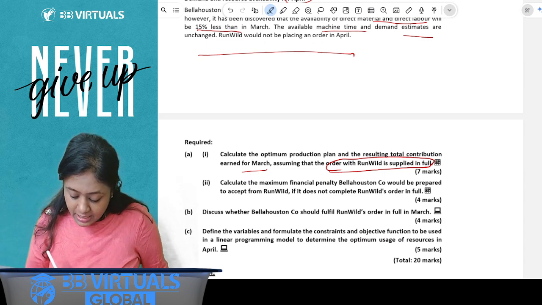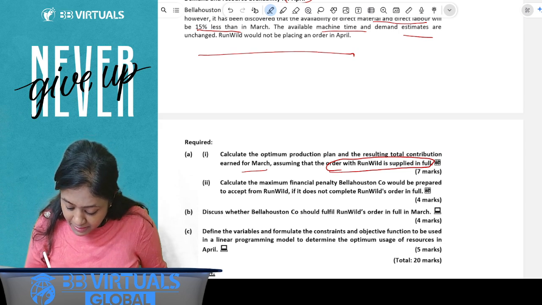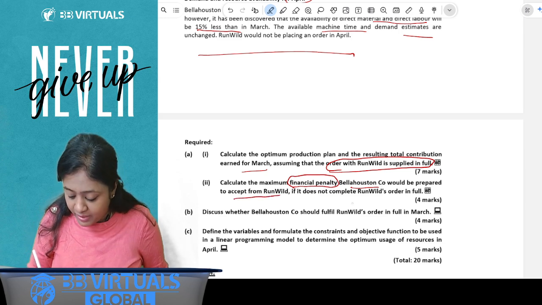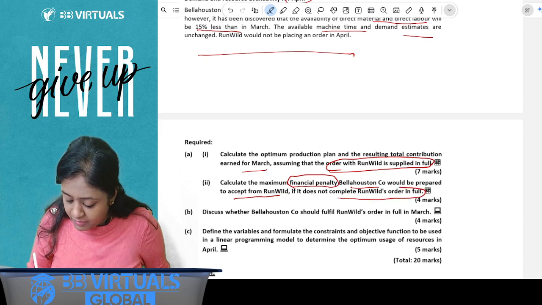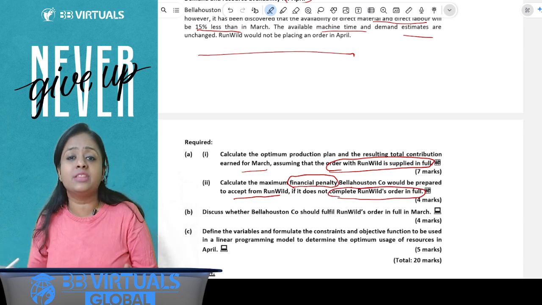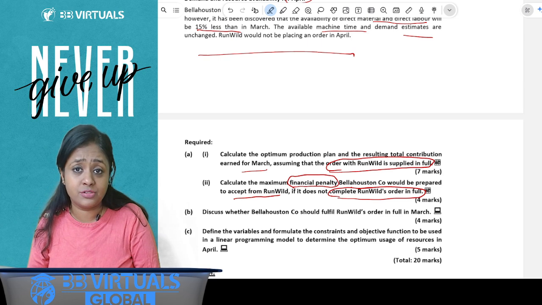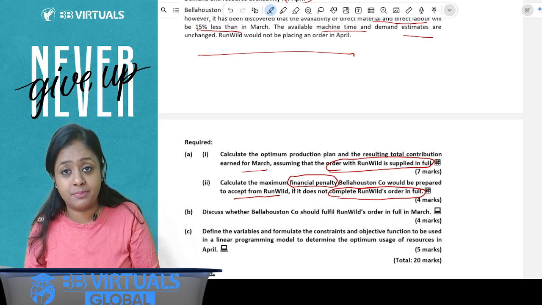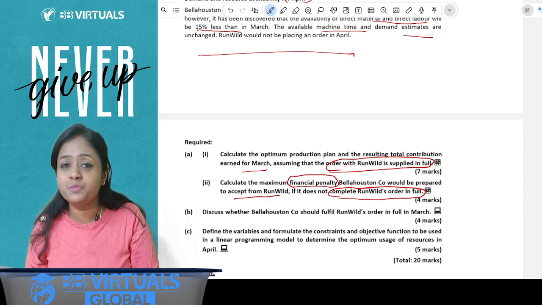Likewise, let's go to the second question. It says, calculate the maximum financial penalty. What is the maximum penalty that Bella Houston would be prepared to accept from Runwile if it does not complete Runwile's order in full? First, understand the question. What is the requirement of the question? What is the maximum penalty that Bella Houston would be ready to accept? So, what will be the maximum penalty as per you?